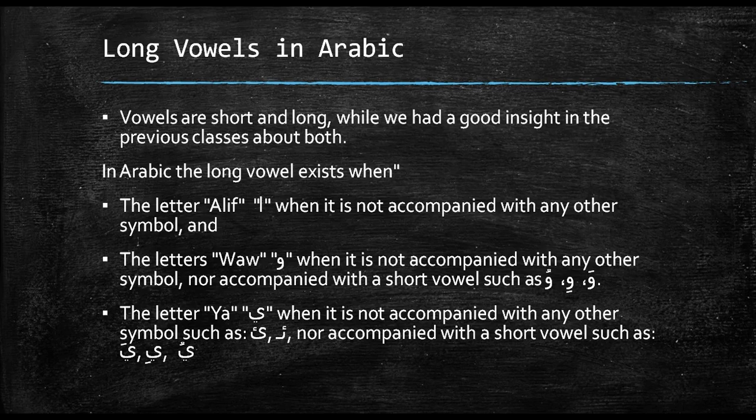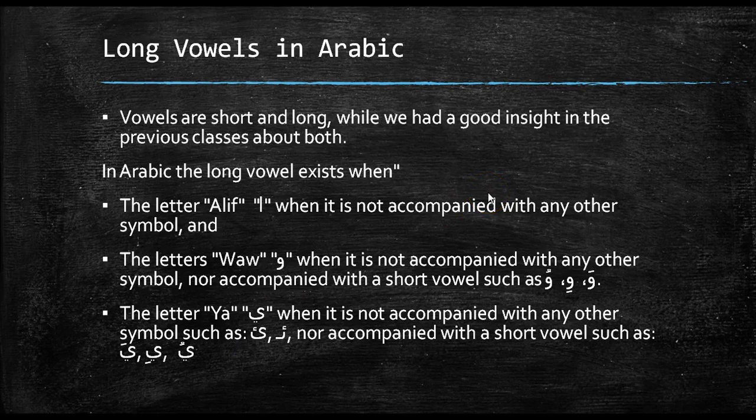Why didn't we mention that when we mentioned the alif? Because we said alif is always a long vowel. It never takes any form of fatha, dhamma, or kasra, except if it has the other symbol of a hamza, and that is called a hamza, not an alif. Okay? Now, third, the letter ya, when it is not accompanied with any other symbol such as hamza, nor accompanied with a short vowel such as ya, yi, you, it is a long vowel.